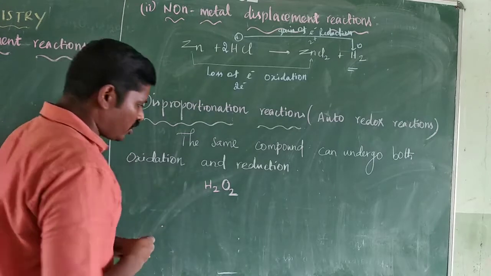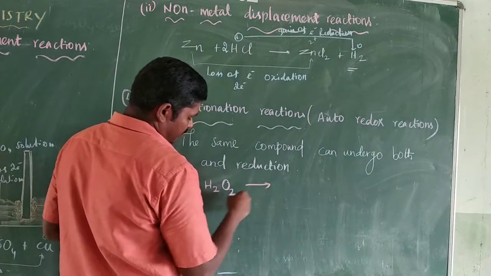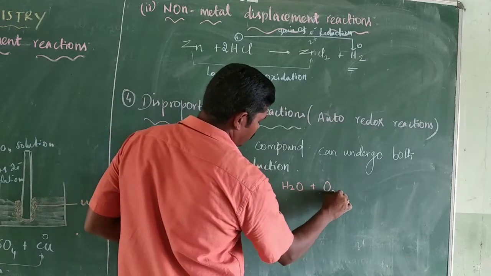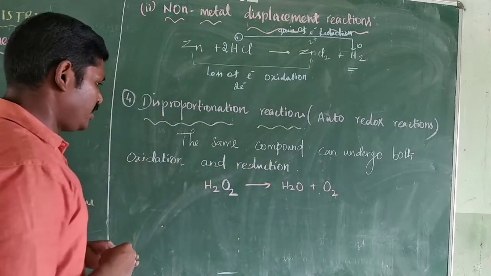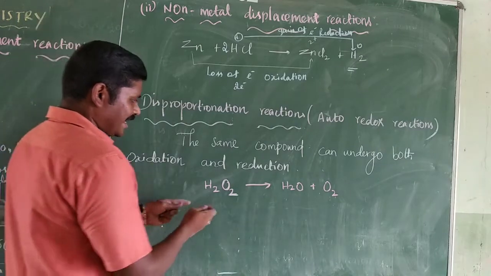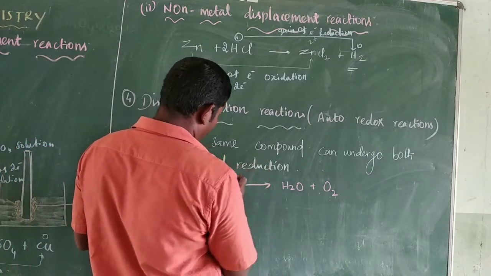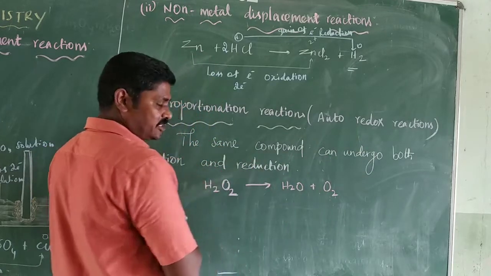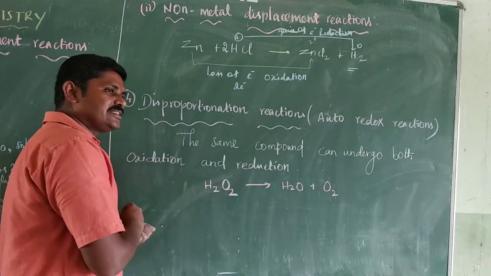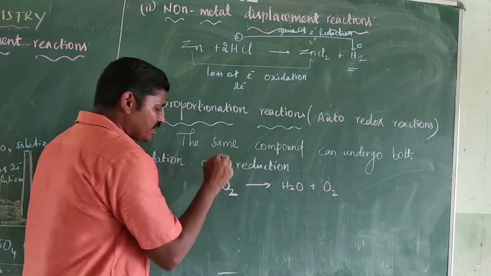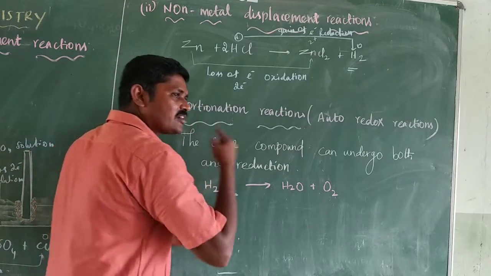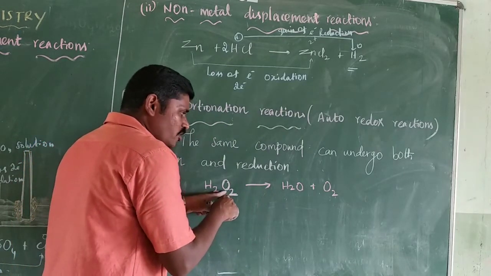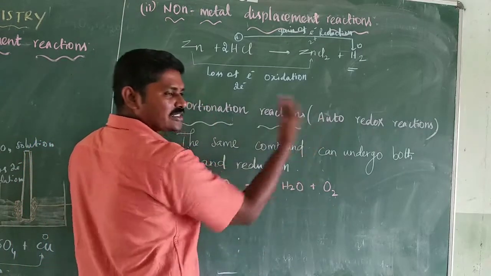H2O2, hydrogen peroxide, decomposes to give H2O and O2, water and oxygen. In this reaction, the same compound can undergo both oxidation and reduction. The same element, oxygen, is involved in both oxidation and reduction. The same element both increases and decreases its oxidation number.